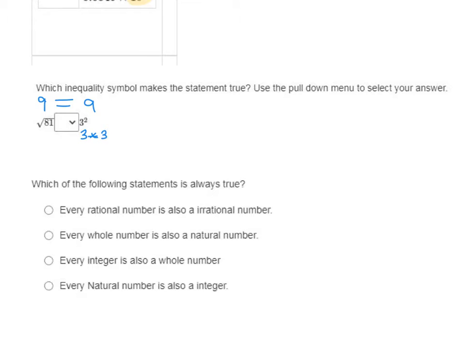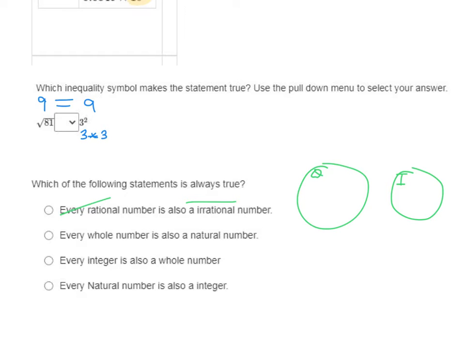Okay, next. Which of the following statements is always true? Always true. Every rational number is also an irrational. That is never true, because when you have your picture, you have your rational numbers here, which is your Q, and then you have your separate irrational numbers over there. So they are never connected. So that's no good.